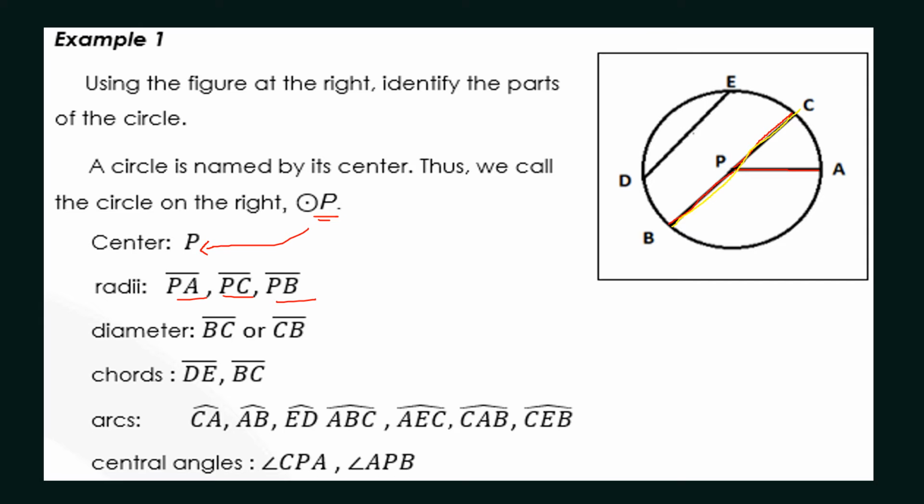Next, we have the chords, DE and BC. Yung BC, inulit lang niya kasi sabi nga natin kanina, ang diameter, chord din siya. Pinagkaiba lang si diameter kasi it passes through the center. Ang isa pang chord ay si DE. Next, arcs. We have CA. Let us use green. Alam natin this is less than 180, so siya ay minor arc. We have AB. Less than 180 din yan, kaya siya ay minor arc din. We have ED. Minor arc din to. Pansin nyo, pag minor arc, 2 letters lang siya.